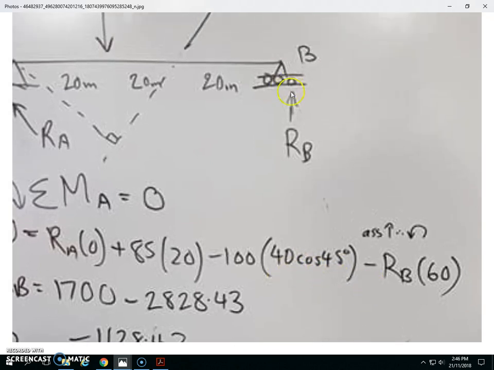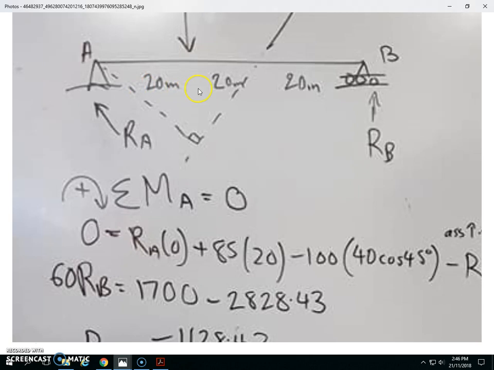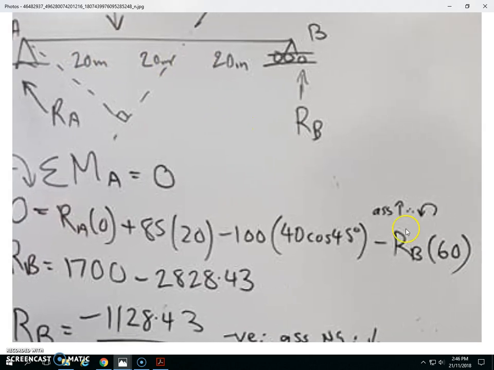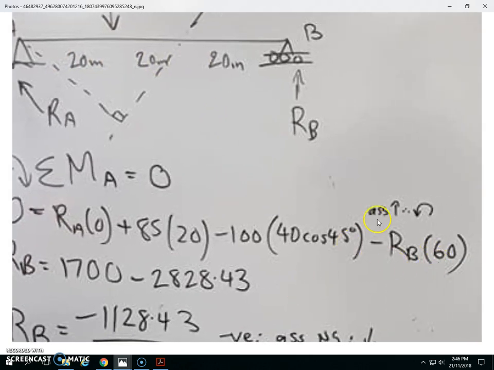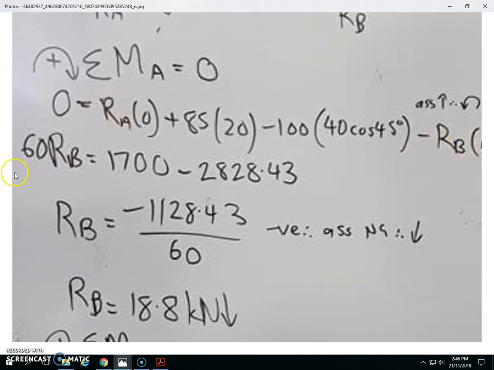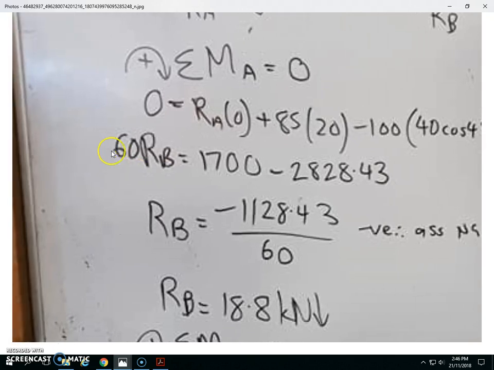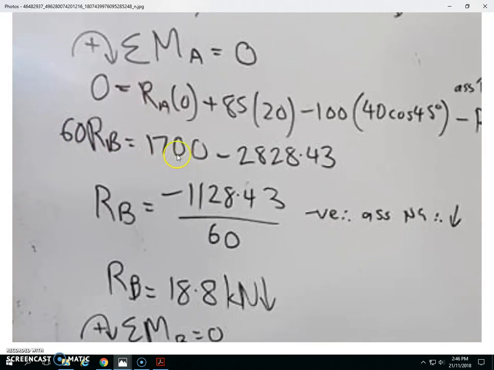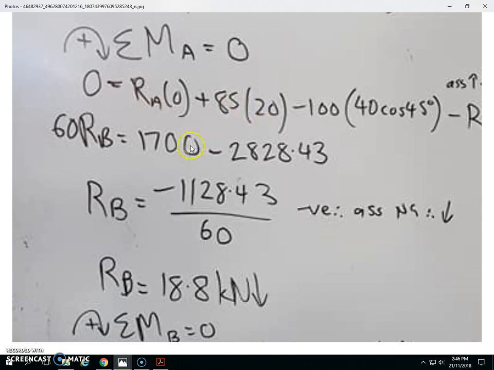The last force is RB, and RB is 20, 40, 60 meters away. So the moment is RB times 60. And I've said here, assume that it's going up, therefore it's going to be anti-clockwise. So what I've done is I've now moved that over to here. I've changed the sign. So what is RB times 60 is now positive 60 RB. And then I've said 85 times 20 is that. 100 times 40 times 0.707, or 40 times cos 45, or 40 times sine 45, is this number.